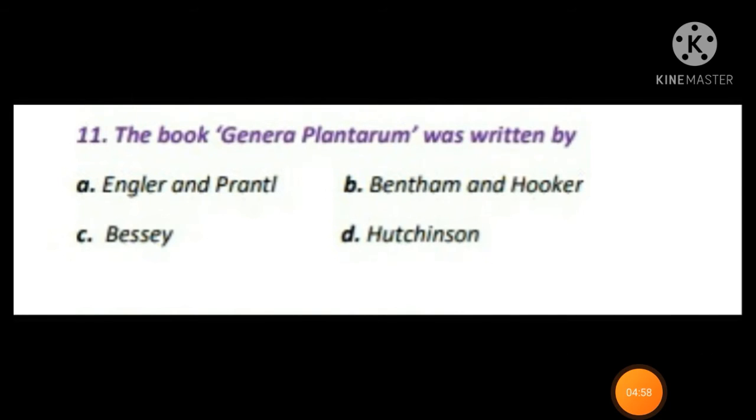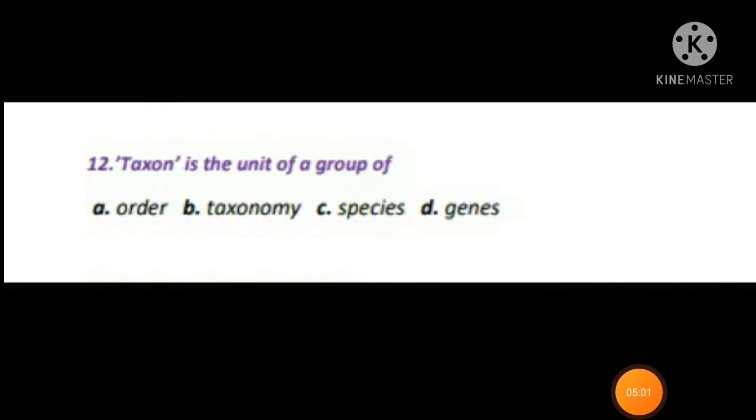So next question. Taxon is the unit of a group of A, order. B, taxonomy. C, species. D, genus. You know this answer, I think. It's very easy.